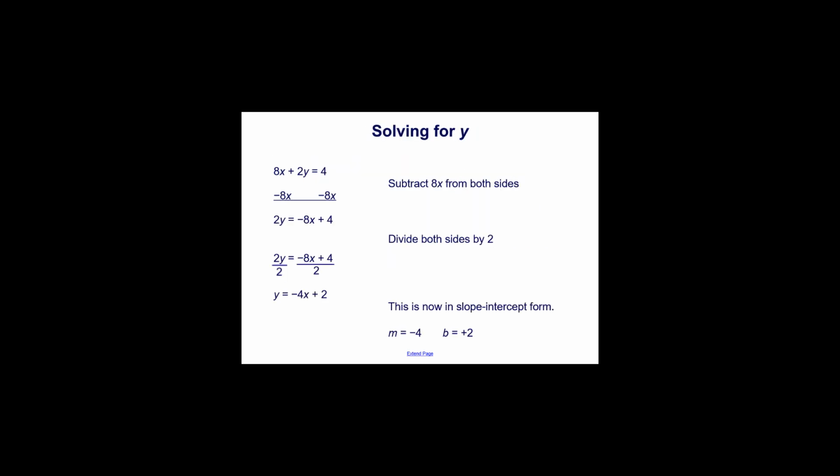So 8x plus 2y equals 4. First, we'll subtract 8x from both sides since the variable y is being multiplied by 2 and added by 8x. So that will give us 2y equals negative 8x plus 4. And then we'll divide both sides by 2, which will give us y equals negative 4x plus 2. So now the equation is written in slope-intercept form. So we can easily see now the slope of negative 4 and the y-intercept of 2.